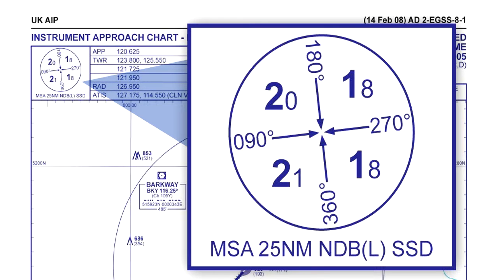Minimum sector altitudes, MSA, are established at all aerodromes and provide at least 1,000 feet obstacle clearance within 25 nautical miles of the homing facility, NDB, or VOR associated with the approach procedure at that aerodrome. In the UK, MSA is specified for each of the cardinal magnetic compass quadrants. On approach plates, the MSA is diagrammatically represented. The lowest level permitted for an arrival route will be the MSA for the appropriate quadrant that contains the arrival track.